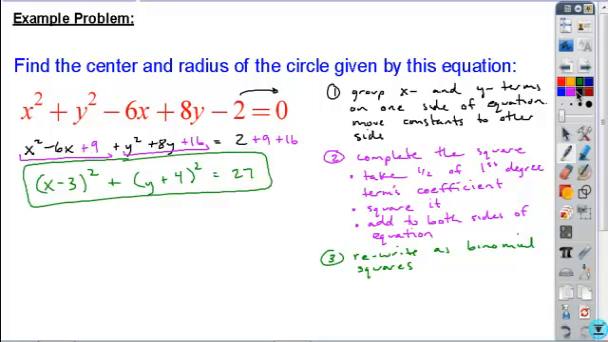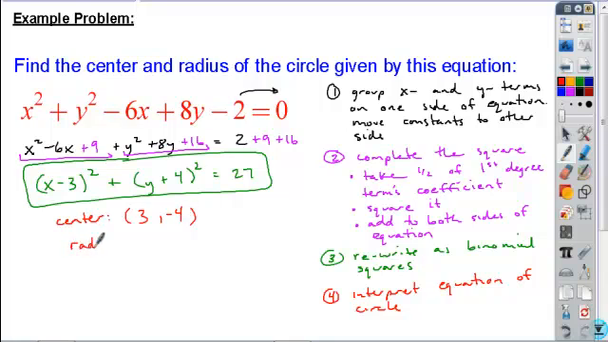Okay. Our final step, depending on what's being asked, is to interpret the equation of a circle. And so here, if we find our center, what are the coordinates for our center here? What value of x gives us a 0 in this expression? And what value of y gives us a 0? Okay, so there's the coordinates of our center. And then our radius is going to equal the square root of this number.